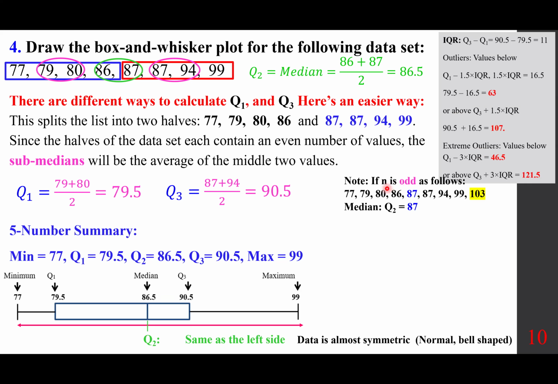Note what happens if n is odd. Okay. So what I did, I wrote the same thing and I made up one more number just in case I want to show you something. Clearly, Q sub 2 or median is 87. So that's not a big deal. Now, how do you find, with this methodology that was mentioned, the submedians? How do you find them?